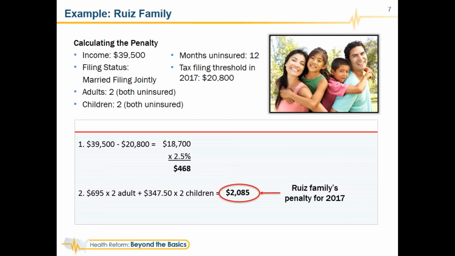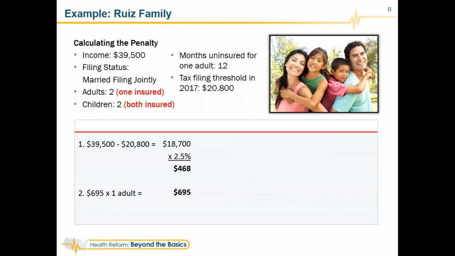Now let's change the scenario a little bit and say that instead of everyone in the household being uninsured, we've only got one person uninsured. Let's say dad is the only one who is uninsured. Everyone else has coverage. But dad doesn't have insurance, and so we're trying to figure out, okay, so how do we help? So what would the penalty be for dad?